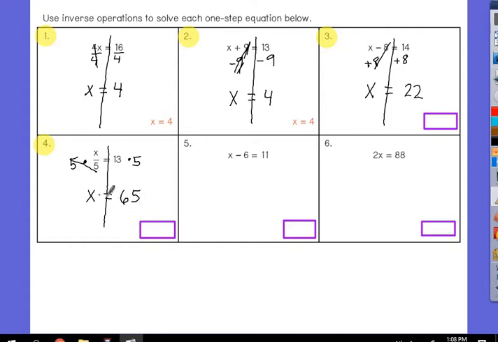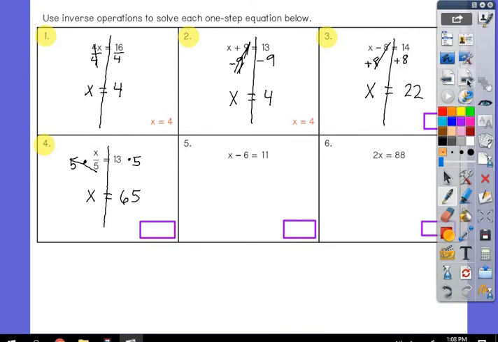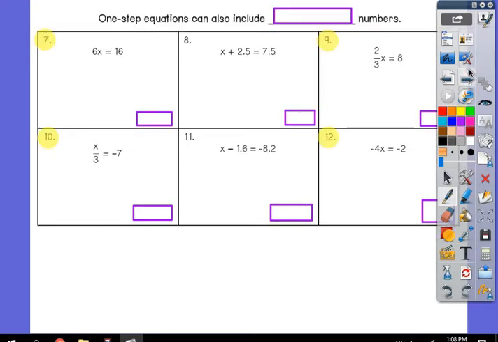65. X is by itself, so I could test that. 65 divided by 5 would give me 13. Okay, I'm going to move on for time purposes, to the back. One-step equations can also include rational numbers.